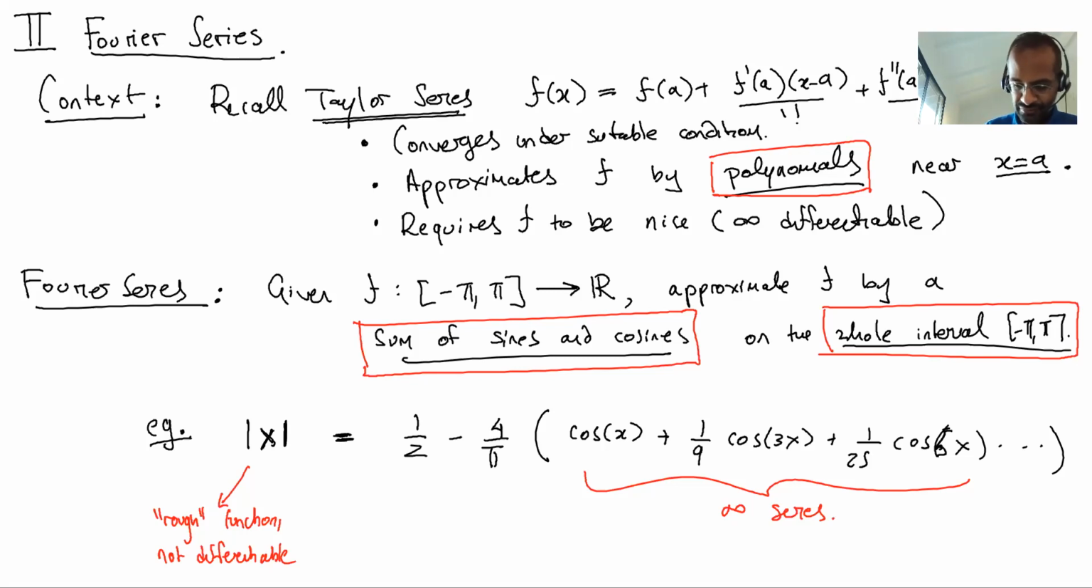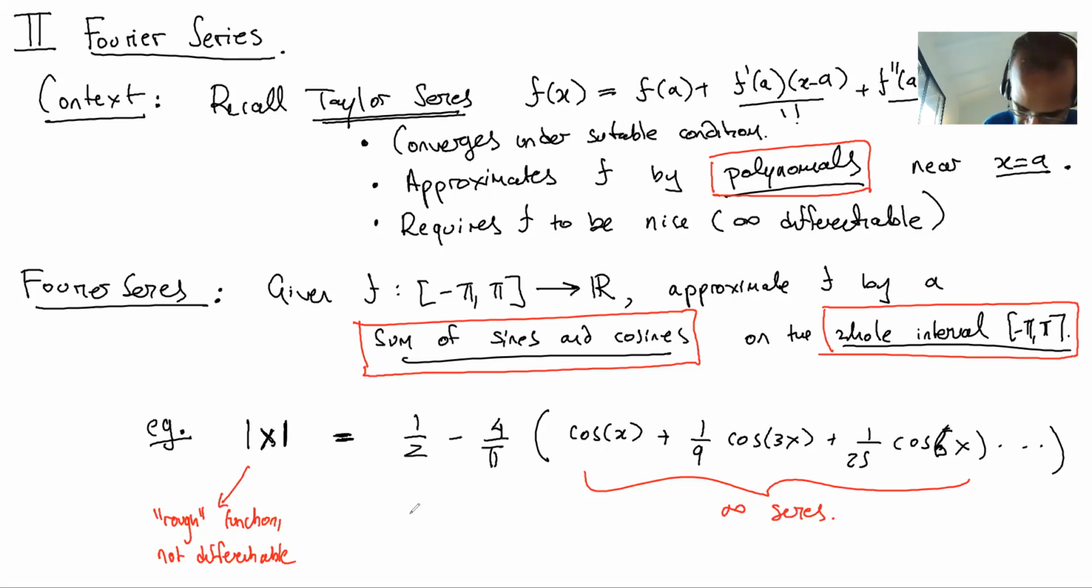And that's the main difference. The way I think of it is that this works for functions that are not so nice. It works on the whole interval. So those are pluses when compared to Taylor series. And yeah, we'll see that there are some minuses as well. Anyway, this is just an example. Any questions about what I said so far?